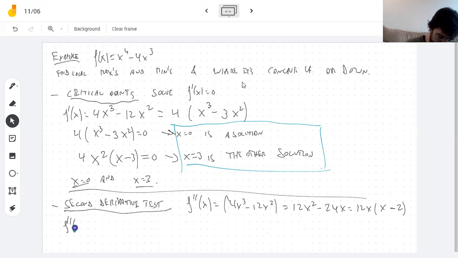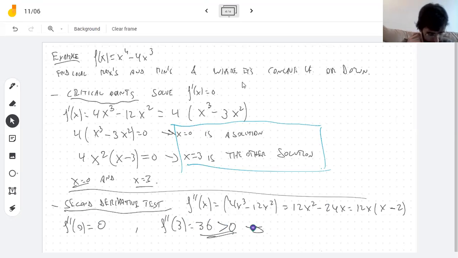So the second derivative at 0 is 0. And the second derivative at 3 is 36, which is positive. So the second derivative test, with no more work than this, really not a lot of work, taking two derivatives and plugging in one number, tells me that this is a local minimum. And for 0, it has no idea. But we can still use the first derivative test.